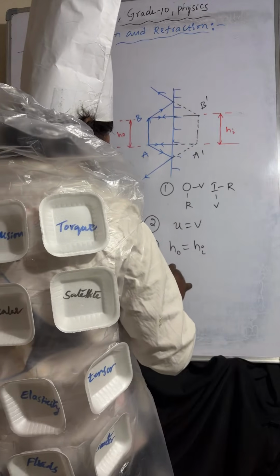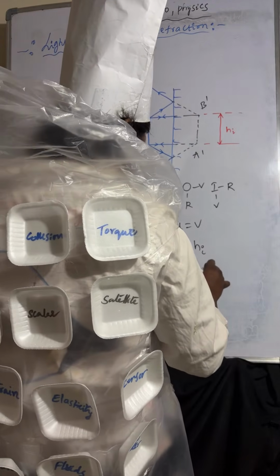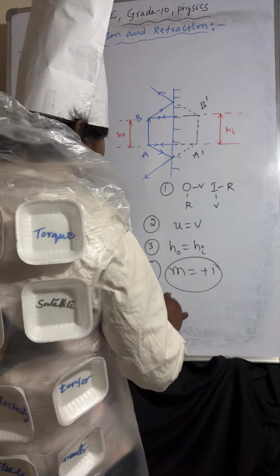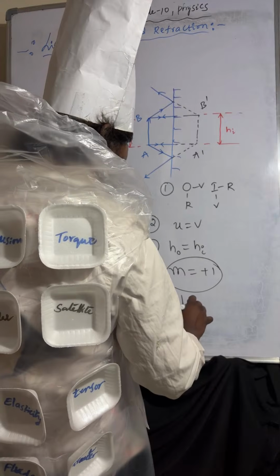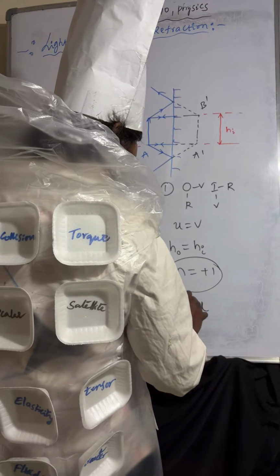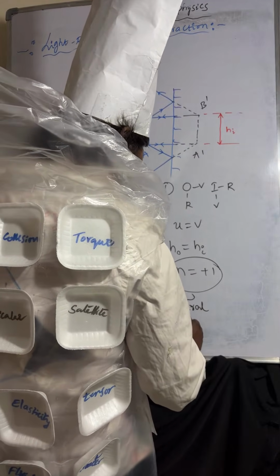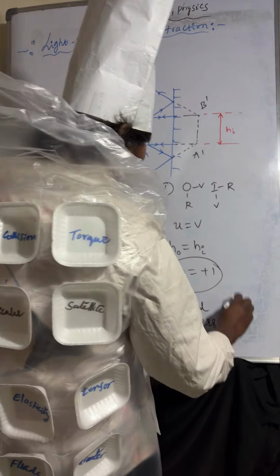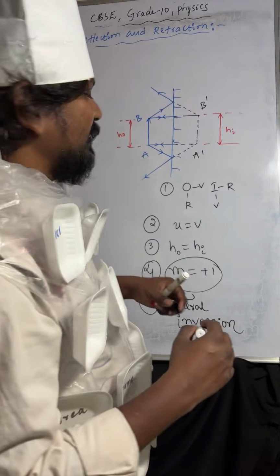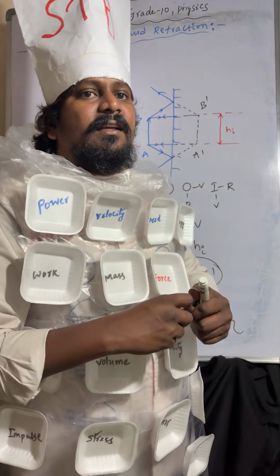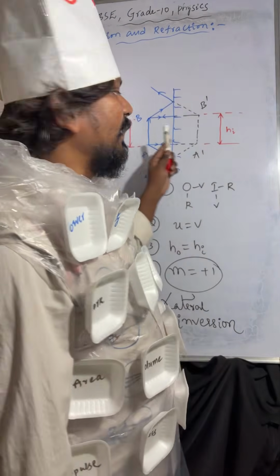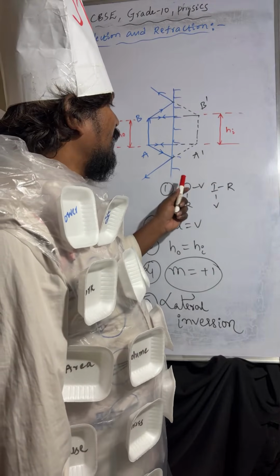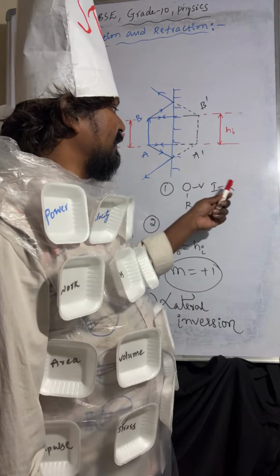And the fourth one, magnification of the plane mirror is +1. And the fifth one, lateral inversion. So the first one is the object. Here you can see, object is real, image is virtual. Object is virtual, image is real.